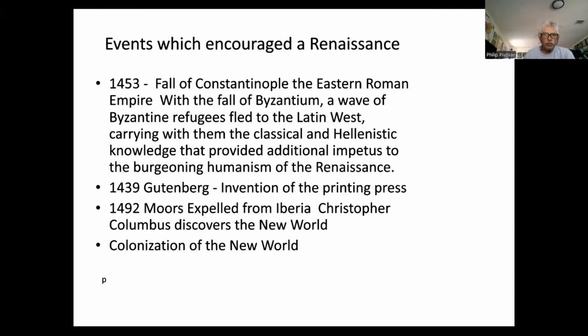Prelude 2, Section 2, the Renaissance, 1450 to 1600.